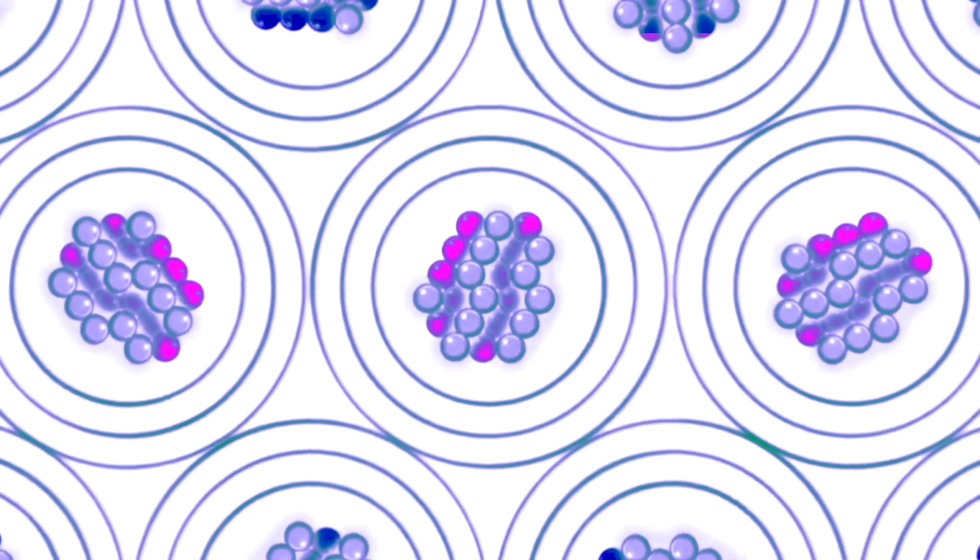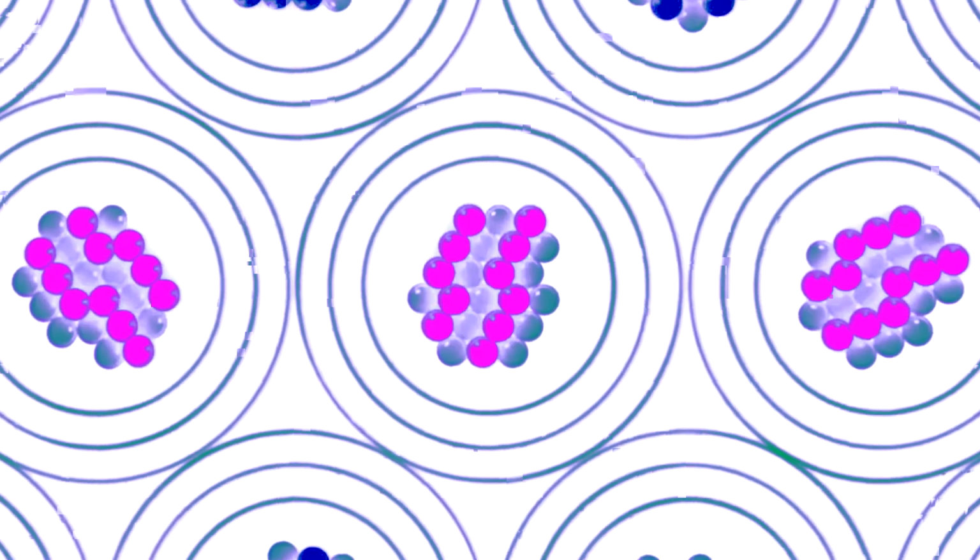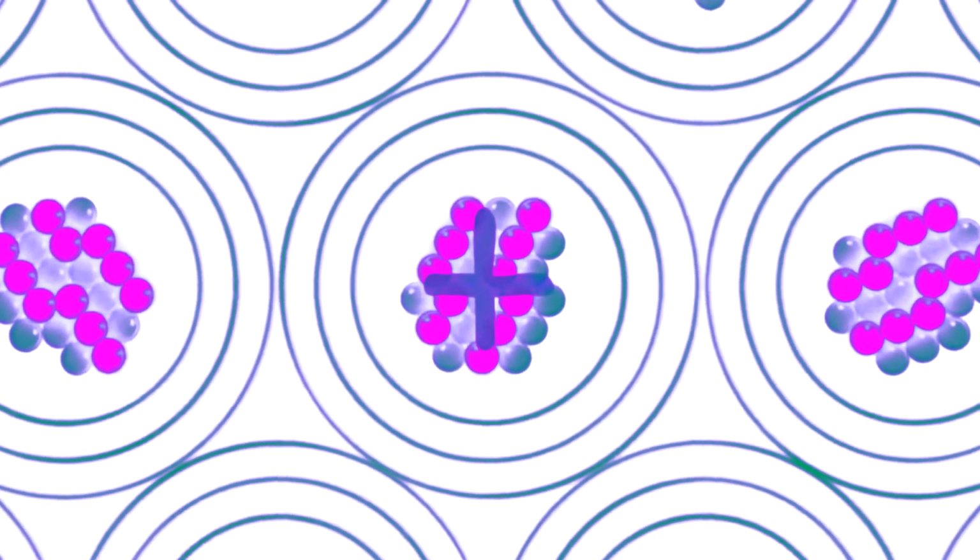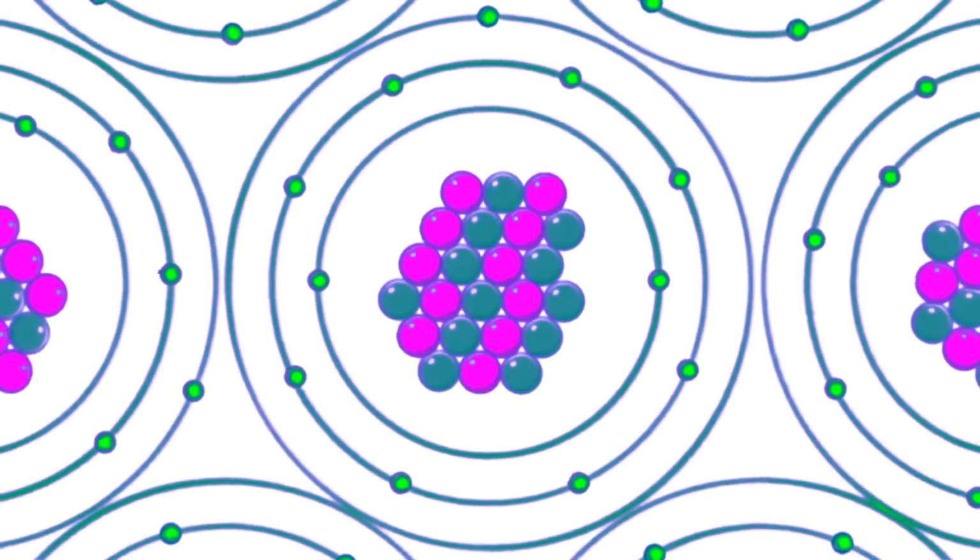Neutrons do not have a charge. Protons have a positive electric charge, which makes the nucleus positively charged. A strong nuclear force holds the nucleus together. Electrons have a negative charge.